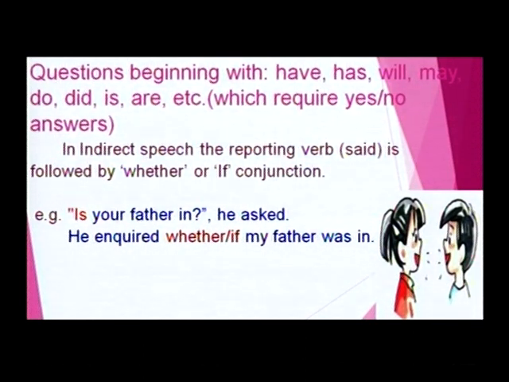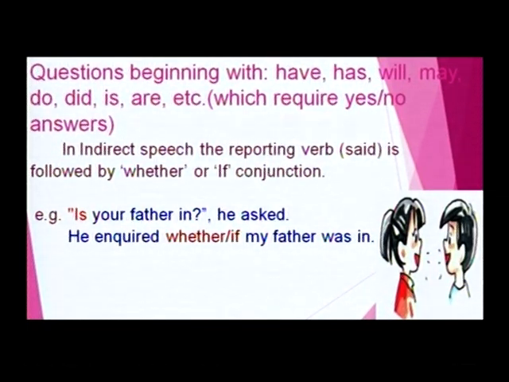Let us see. In indirect speech, the reporting verb said is followed by the conjunction whether or if. Here, instead of that, we should use the conjunctions whether or if. For example, "Is your father in?" he asked. In indirect speech, he inquired whether or if my father was in. He inquired if my father was in, or else he inquired whether my father was in.